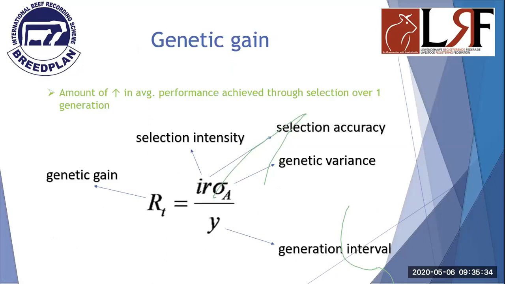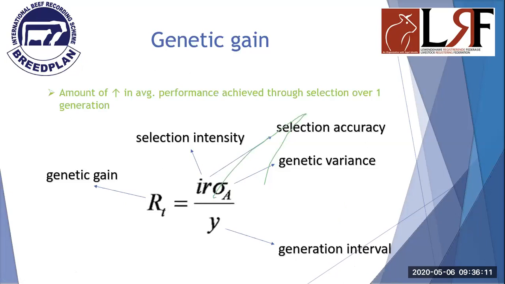Then we can quickly look at genetic gain. This is the last topic I'm going to present before we hand over to Nikki. So genetic gain or genetic improvement is what we want to achieve. There's quite a complex formula for calculating genetic gain, but I'm going to quickly unpack it for you to make it more understandable.